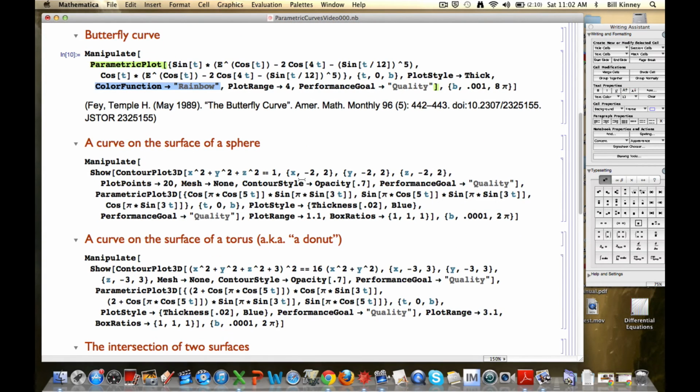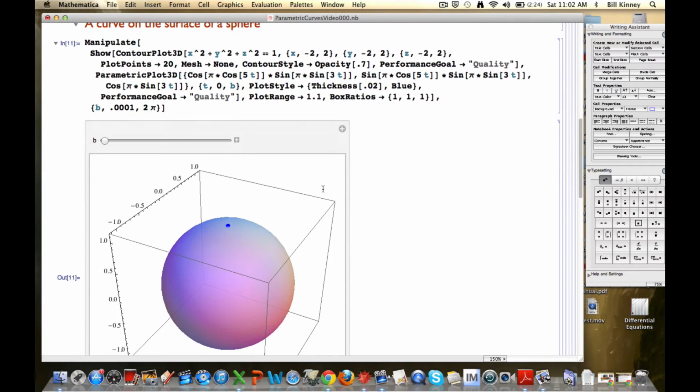I am very interested in geometry, including three-dimensional geometry. I like thinking about spheres and tori, the plural of torus. A torus is more commonly known as a donut. You can make curves that lie on these surfaces, and that's kind of interesting. So let's see what this looks like here.